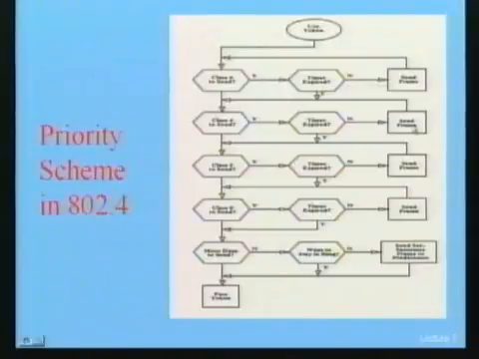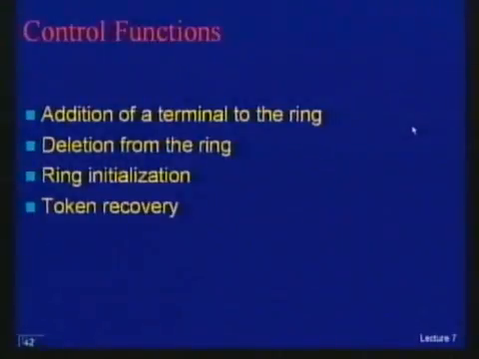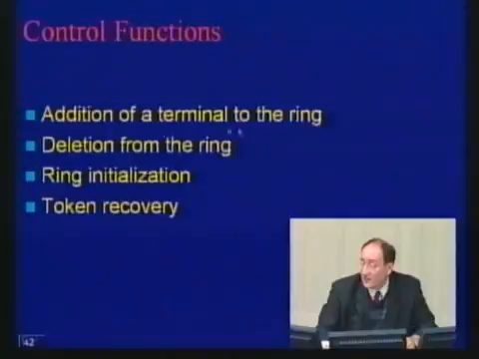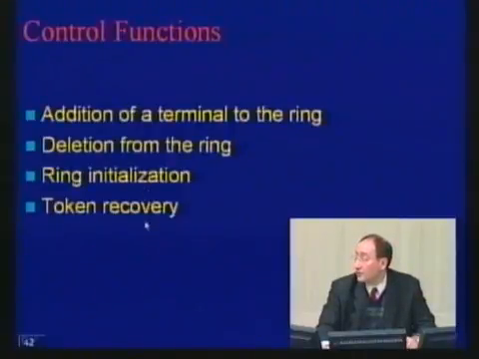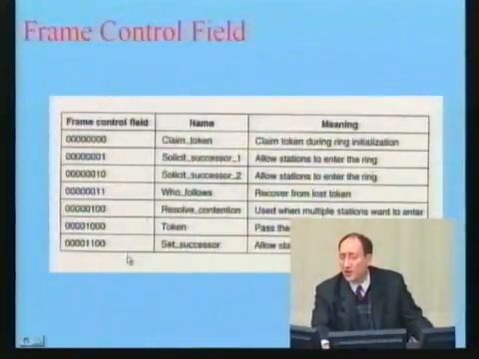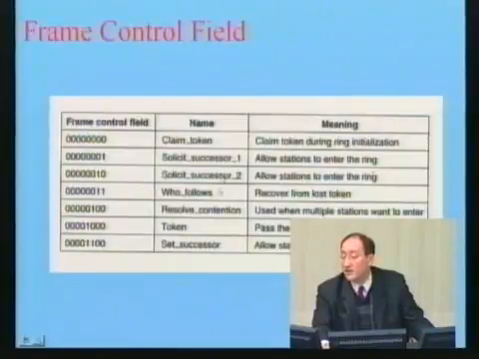Okay. That's now control functions. Control functions that they have for 802.4. One is how to add a terminal to the ring, how to delete a terminal from the ring, how to initiate the ring, how to recover the token if the token is not there. Okay. For these they have algorithms. Detail of these algorithms are implemented with these instruction sets, if you want to call.